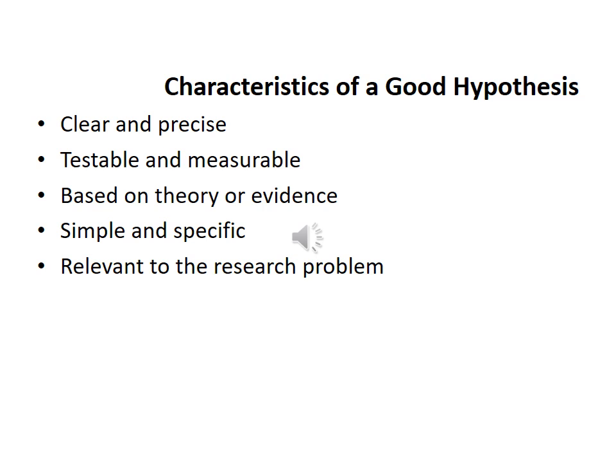The characteristics of a good hypothesis include: it should be clear and precise, it should be testable or measurable, and it should be based on some theory or evidence. We cannot simply say yes or no. It should be based on theory or evidence. It should be simple and specific. It should be specific to the research question and relevant to the research question. So these are the characteristics of a good hypothesis.